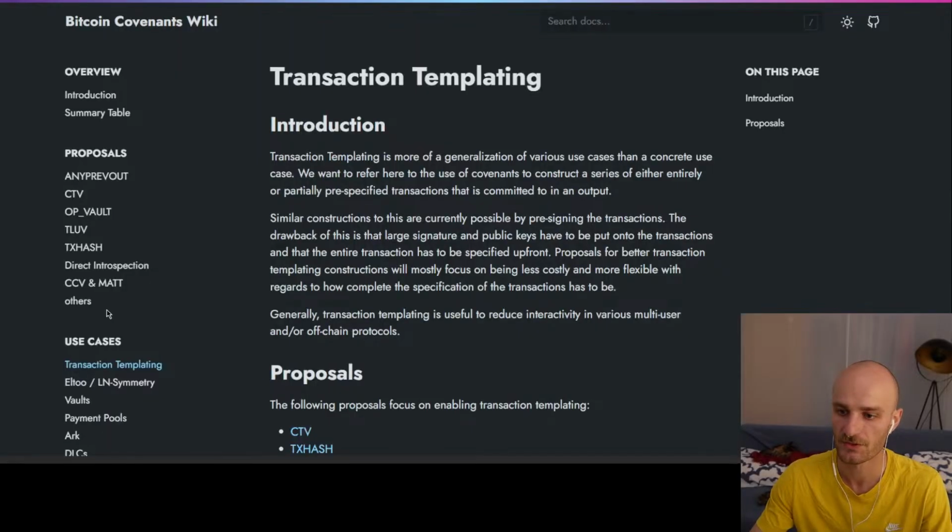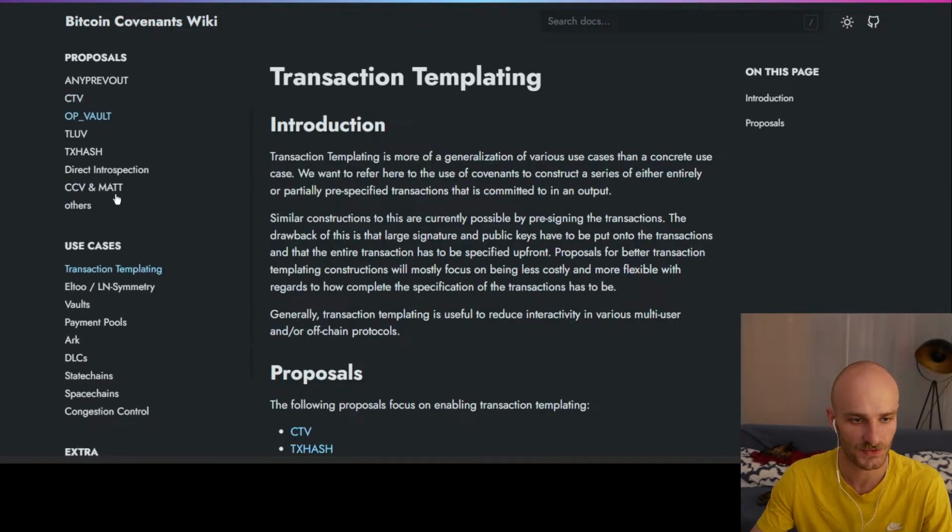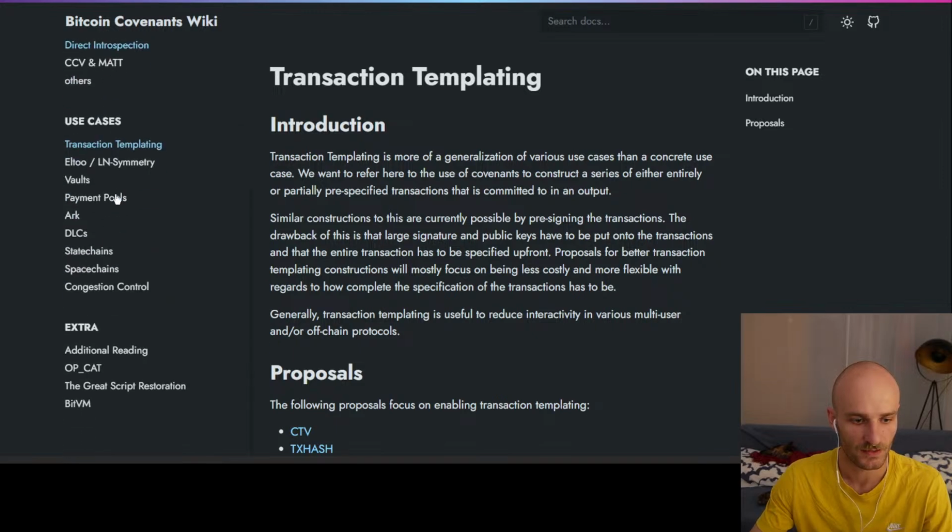Let's share the screen. Okay, so as already mentioned in the other videos of this series, I found this website called Bitcoin Covenants Wiki, and they have these two sections. Well, there's additional reading, which is also really important, and the Great Script Restoration in particular.